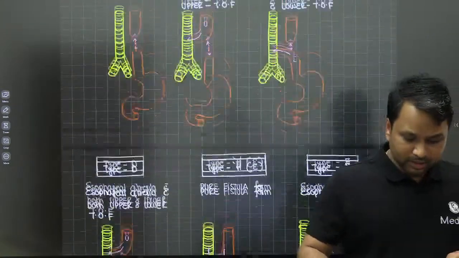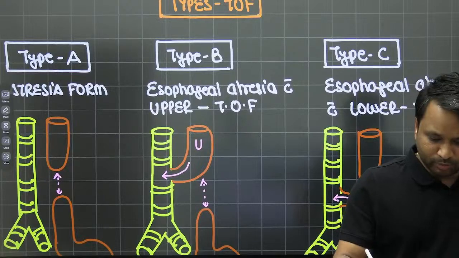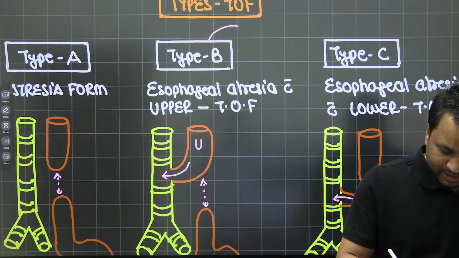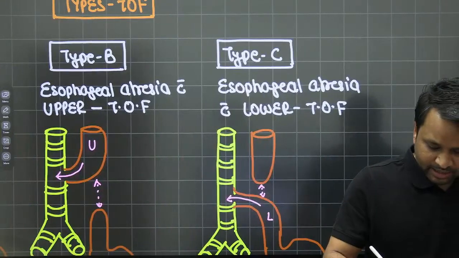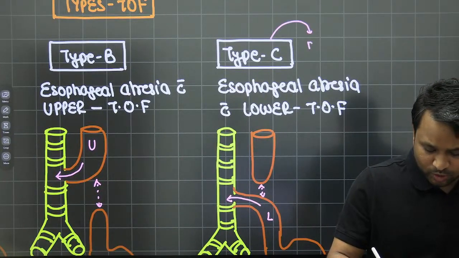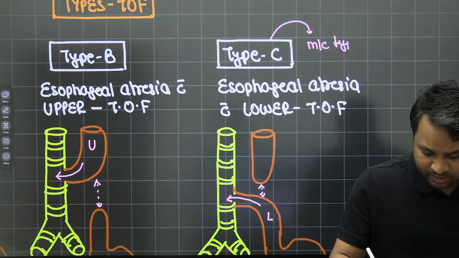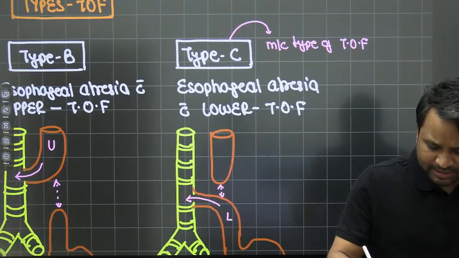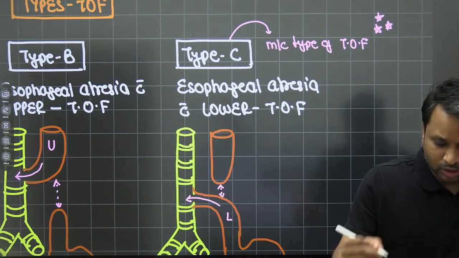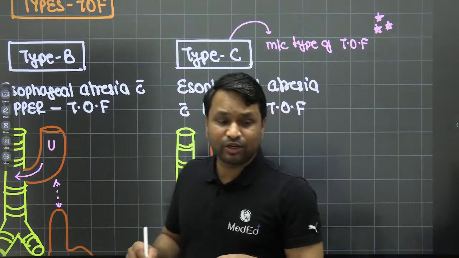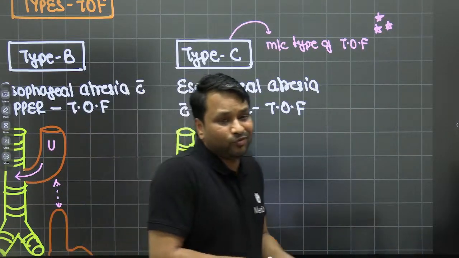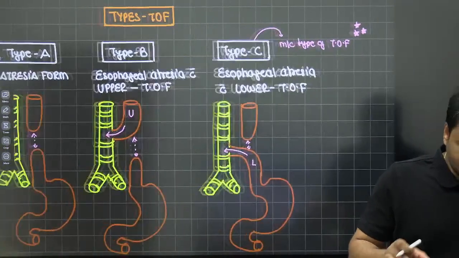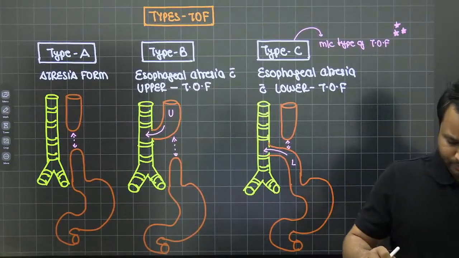Of all these varieties, remember the one that is going to present clinically more often than not is the type C variety. The type C variety is the overall most common type of tracheoesophageal fistula, and this is how they ask you in your competitive exams. Among all the given varieties, which is the most common, obviously the type C variety is going to be the overall most common.